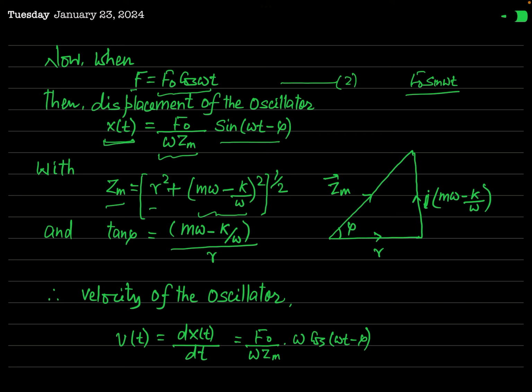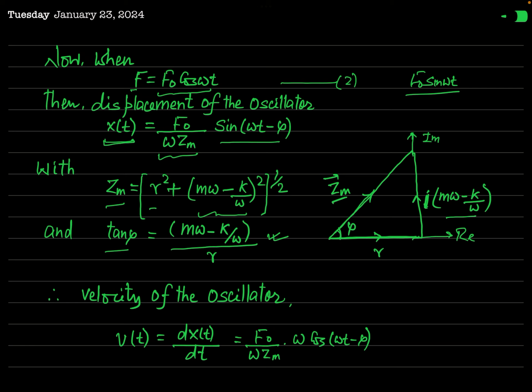And here phi is the phase constant, given by tan phi equal to (m omega minus k over omega) over R, which is very clear from this figure. You can see in this figure that the resistive constant R is on the real axis, and the reactance m omega minus k by omega is along the imaginary axis, so it is written as i times (m omega minus k by omega). This line then represents the vector Zm, which is the mechanical impedance.